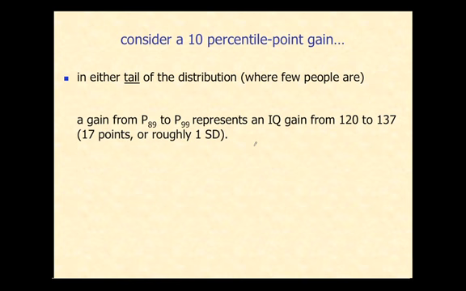However, if we go out into the tail of the distribution, where there are only a few people, remember, the curve gets thin out in the tail. That thinness stands for there aren't many people out there. A gain from a percentile of 89 to the 99th percentile represents an IQ gain from 120 to 137. That's 17 points, or more than 1 standard deviation. So we went from 1/4 standard deviation to make the same 10 percentile point gain in the middle, to more than 1 standard deviation gain to make the same 10 percentile point gain out in the tail.